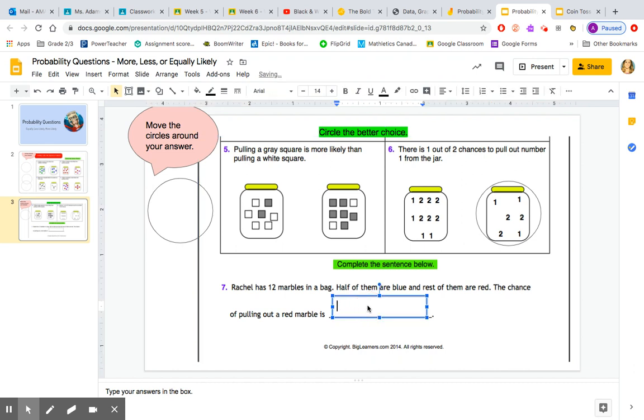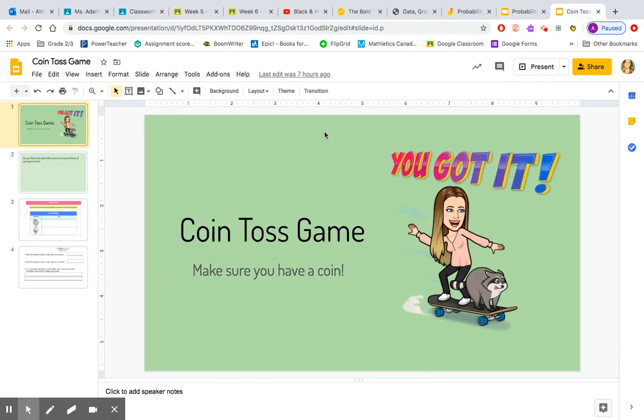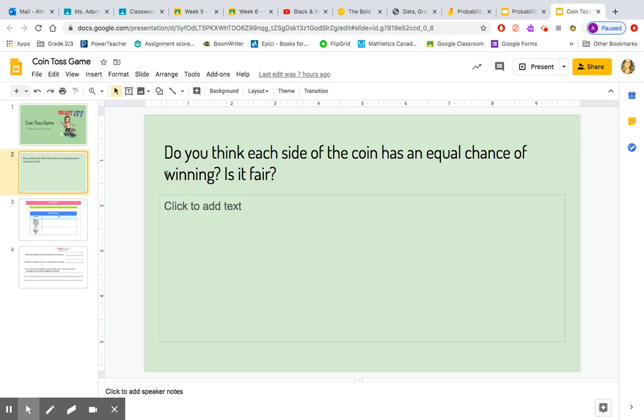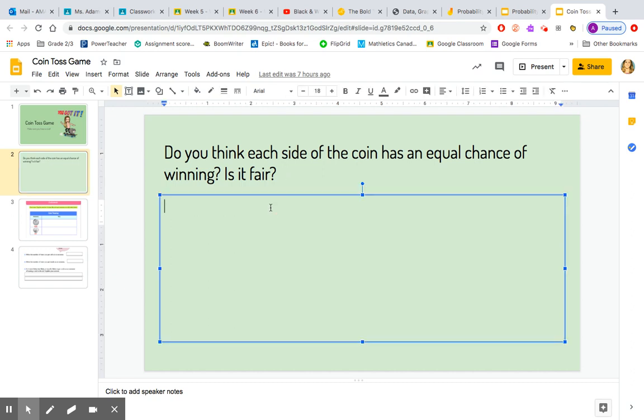Last thing for this is you're going to do a coin toss. You can pick any coin you want. It can be a nickel, a dime, a quarter, whatever you'd like. And you're going to answer this question. Do you think each side of the coin has an equal chance of winning? Is it fair? Is it equally likely? You're going to type out your answer here. What you think. Is it fair? Does one side of the coin have a better chance of winning? Or do they both have the same amount of chance?